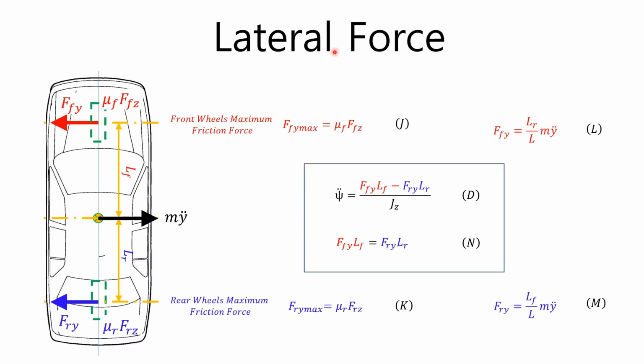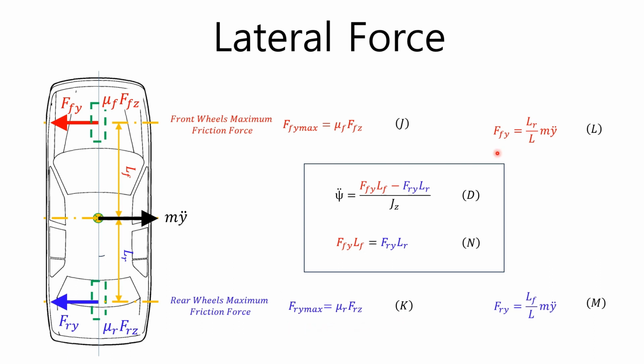Let's calculate the front and rear lateral force at a constant radius constant speed turn. In this case, the vehicle speed and yaw rate are constant and the yaw acceleration is zero, so let's use this to find the lateral force equation for the front and rear wheel. If the friction coefficient of the front wheel is mu f, the maximum friction force of the front wheel Ffy max can be expressed by the equation J, and the maximum friction force of the rear wheel Fry max can be expressed by the equation K.